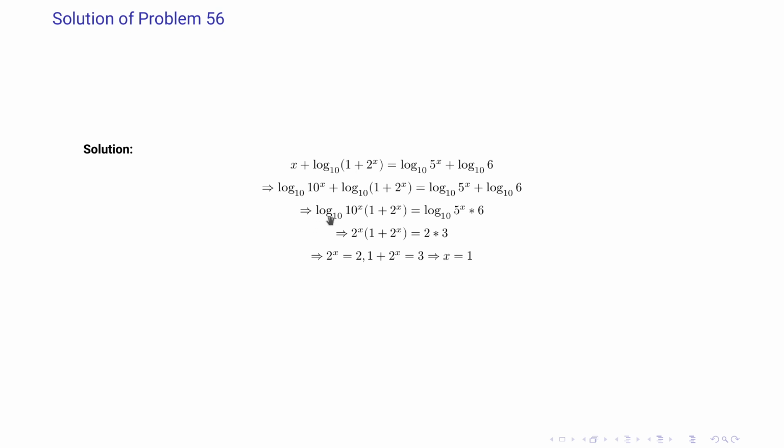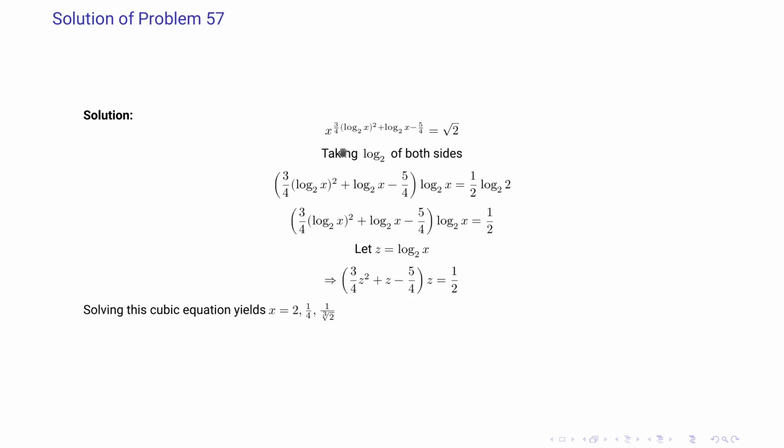So then we multiply, left hand side becomes 10 to the power x into 1 plus 2 to the power x, and right hand side we multiply, it becomes 5 to the power x into 6. So you see both sides are having log of base 10, so you can take anti-log and the numbers will be equal. Then I divide 5 to the power x with 10 to the power x, we get 2 to the power x here, and then the other term in the product remains same, that is 1 plus 2 to the power x, and 6 is written as 2 into 3. So from this we can solve for 2 to the power x, that is 2 to the power x will be 2 and 1 plus 2 to the power x will be 3, so x is equal to 1.